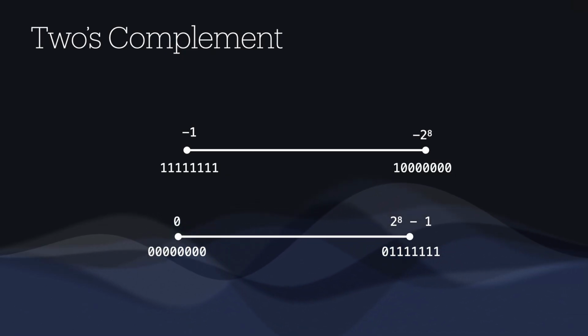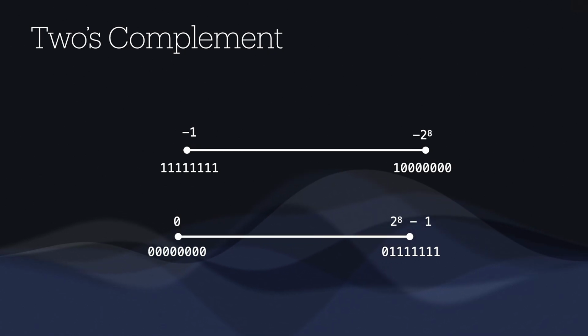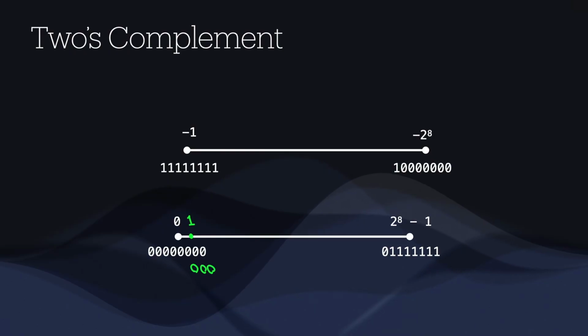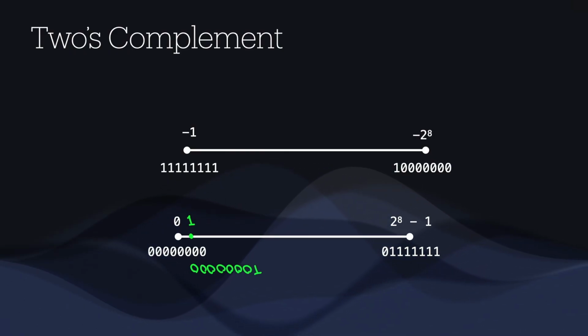Let's practice by going from positive 1 to negative 1. So positive 1 will fall right here on the number line. Its value is 1, and its binary is going to be 7 zeros followed by 1. 1, 2, 3, 4, 5, 6, 7, and a 1.